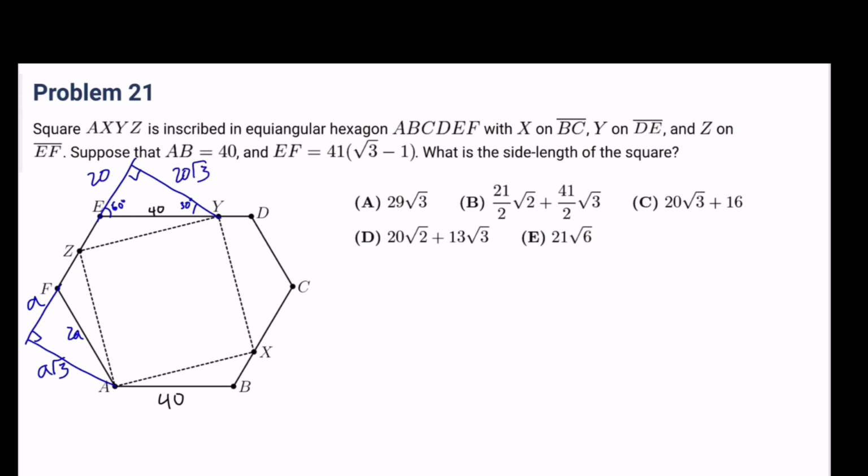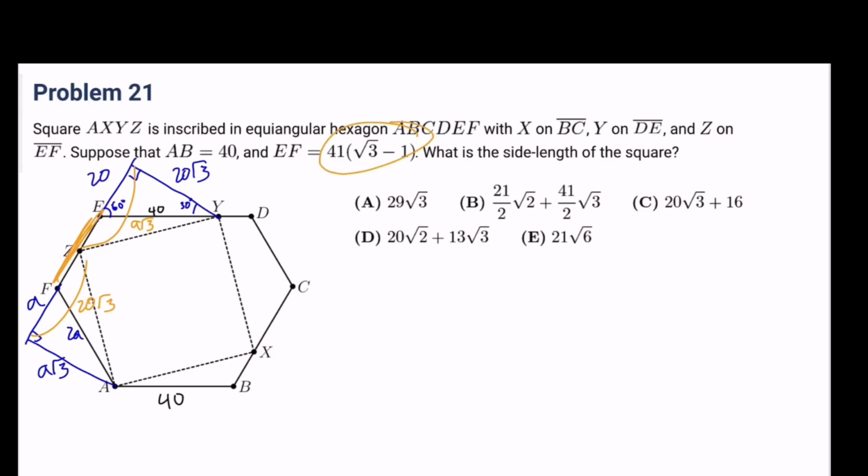One more thing to note is that this triangle and this triangle are congruent. And that is because, first of all, they share this side. And this is 180 and this is 90 degrees. So that means this side and this side must be equal. And this side must be equal. So that means these two are congruent triangles. So that means this length is equal to this length, and this length is equal to that length. And so we can see that this is equal to a root 3, and this much is equal to 20 root 3. And we've got the length of EF right here, 41 times root 3 minus 1.